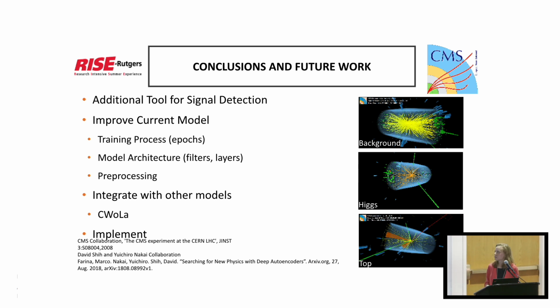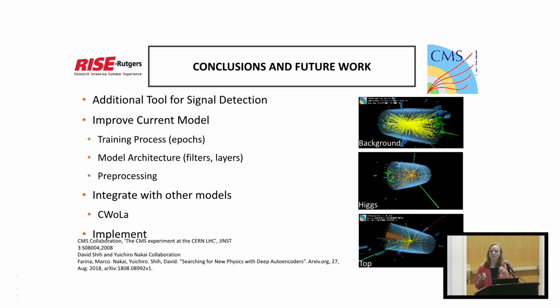We'd like to continue to improve this model as well as implement other machine learning methods. And finally, of course, implement on real data. And as we do this, this is where I want to note how important our autoencoder is in comparison to other methods in the past.